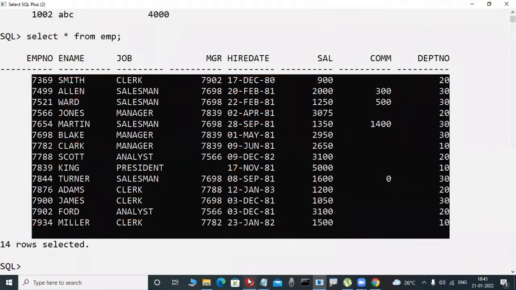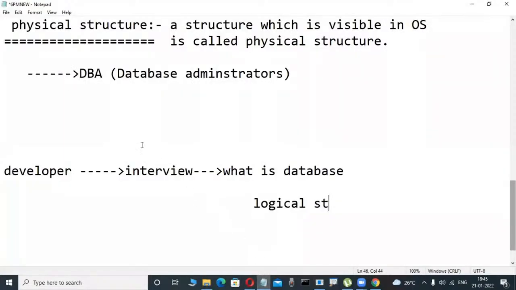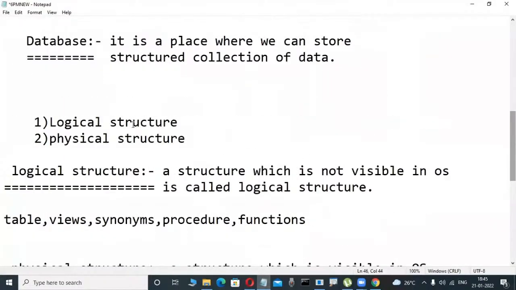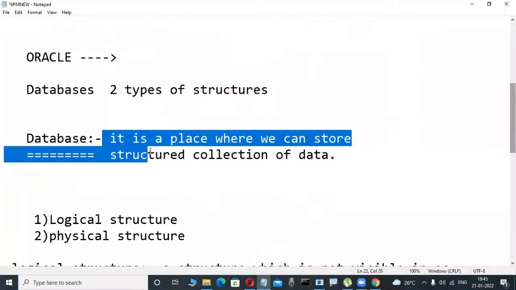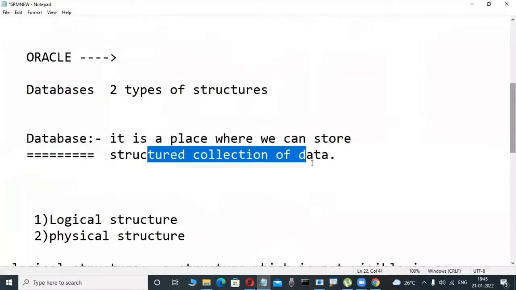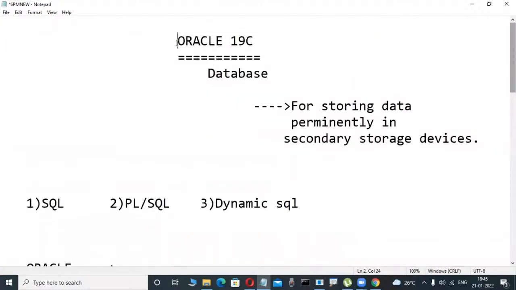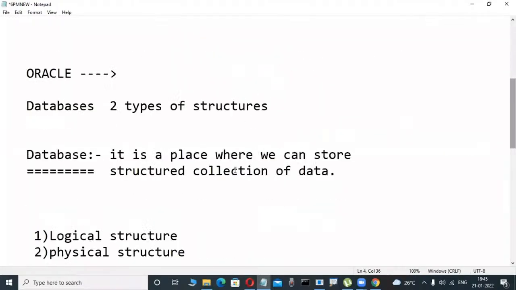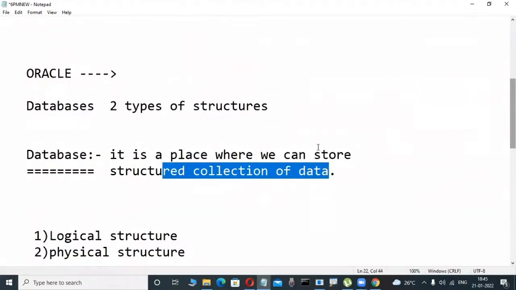That's why in books, or when we type what is a database in Google, two definitions are there, you are observing or not. But most of the developers write that it is a place where we can store a structured collection of data. Understood? That's why now Oracle is a product from Oracle Corporation. In our course we are learning the 19C version only. This is a database product. What is a database? If anybody asks, as a developer how do we tell? It is a place where we can store a structured collection of data. That is the logical side we are telling.